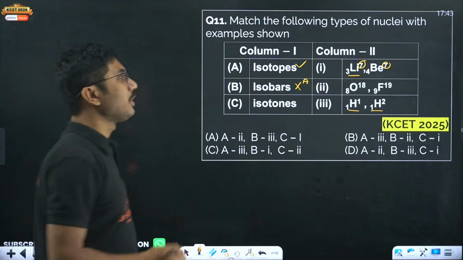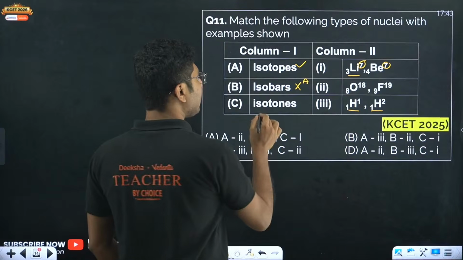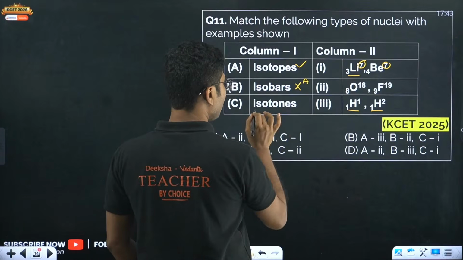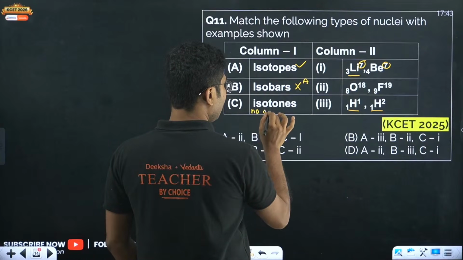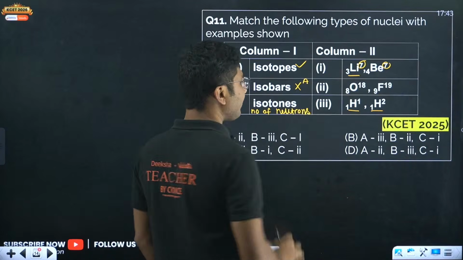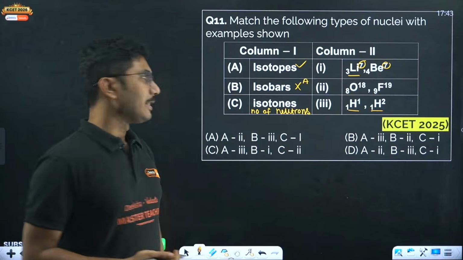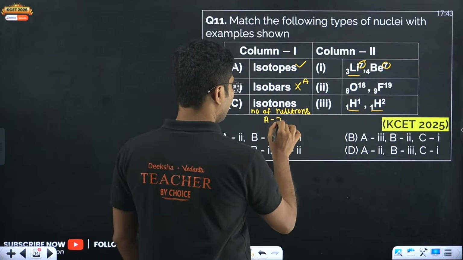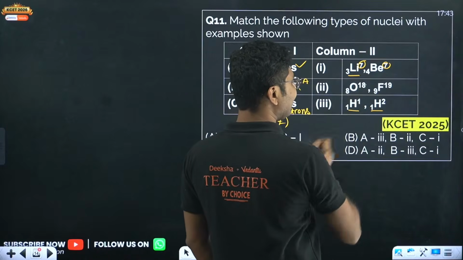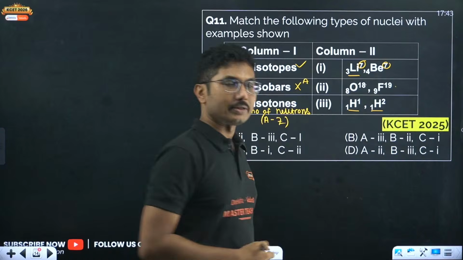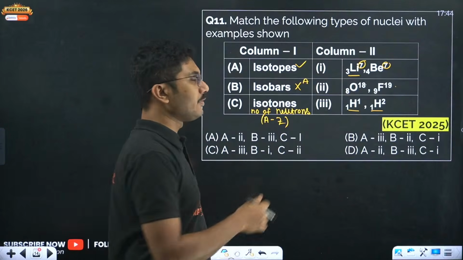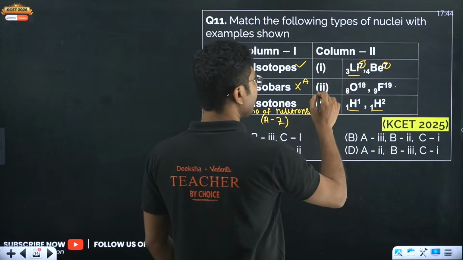And isotones is slightly deeper. For isotones, you need to do some calculations to find out the number of neutrons. Isotone means the number of neutrons is the same. This one you cannot identify directly, you have to calculate it. That is A minus Z, mass number minus atomic number. So if you see here, 18 minus 8 is 10, 19 minus 9 is also 10. So both of them have the same neutron numbers. So that means isotone is 2.